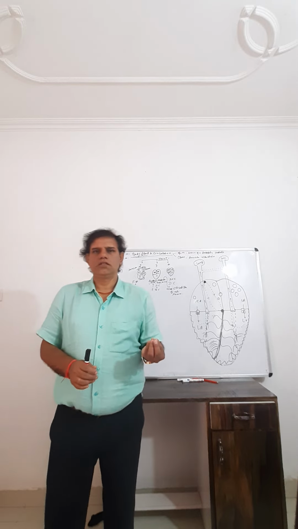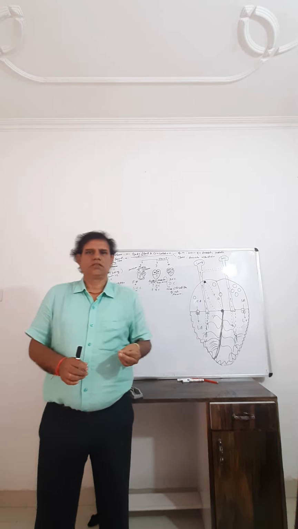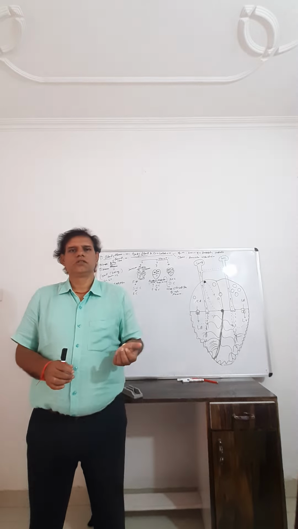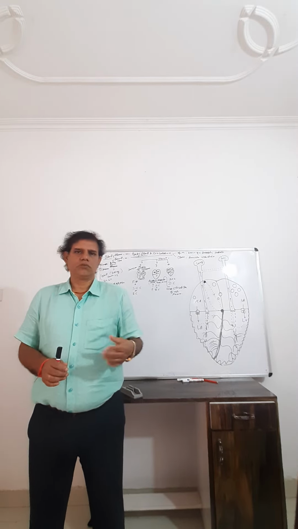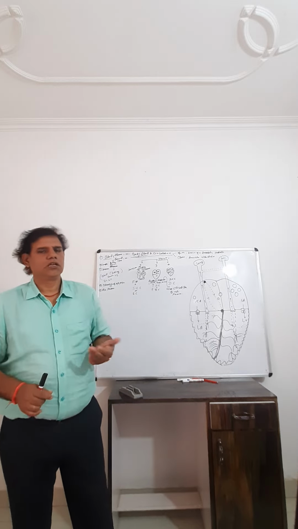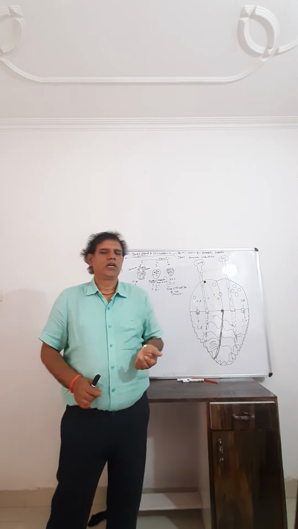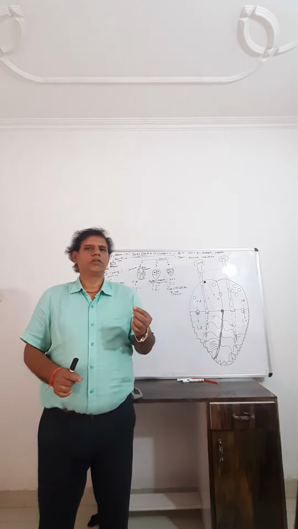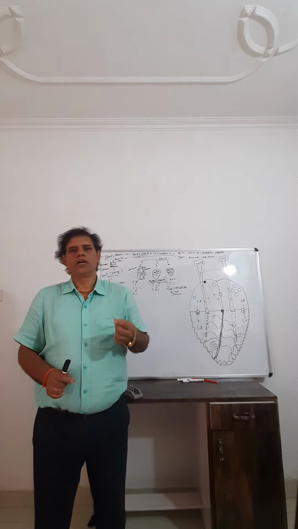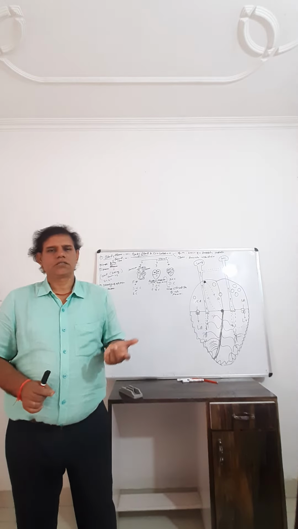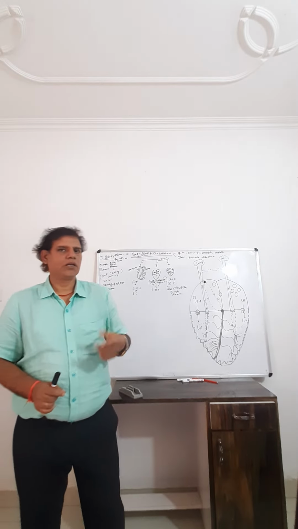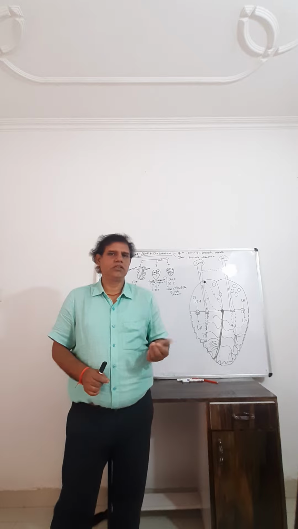And RBC is denucleated. Initially, immature RBC is nucleated, but mature RBC is non-nucleated. And these RBCs are biconcave and non-nucleated, except in camel and llama. In camel and llama they are oval but denucleated.